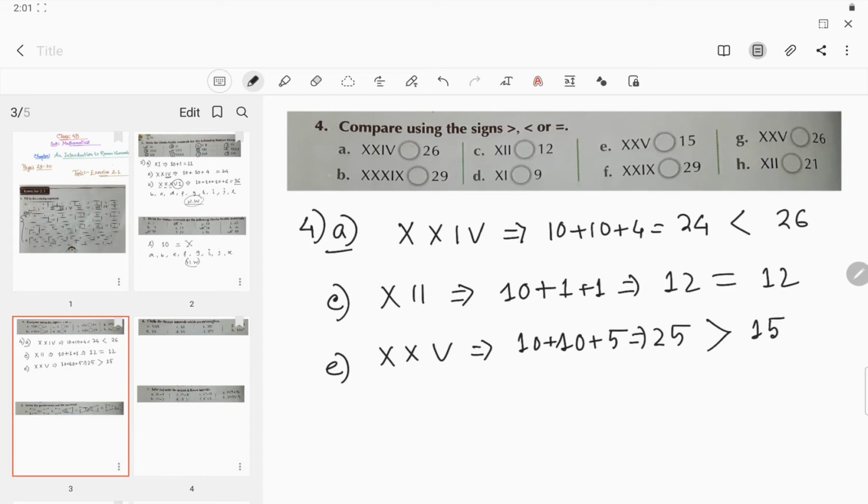The rest of the part, B, D, F, G, and H, this is your home task. Now I'm going to the next part.